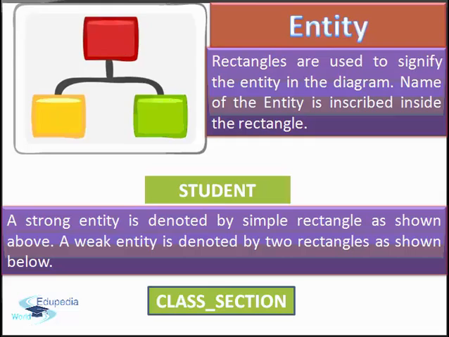Let us see the entities. Entities are represented by rectangles, which are used to signify the entity in the diagram. The name of the entity is inscribed inside the rectangle. A strong entity is denoted by a simple rectangle as shown above, and a weak entity is denoted by two rectangles as shown below. We have already learned what a strong and a weak entity are in our previous section.